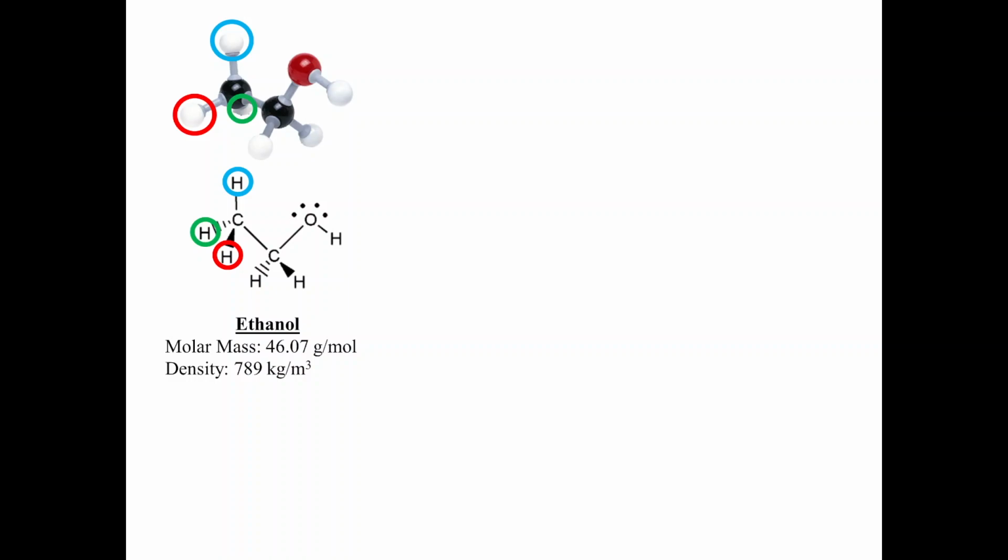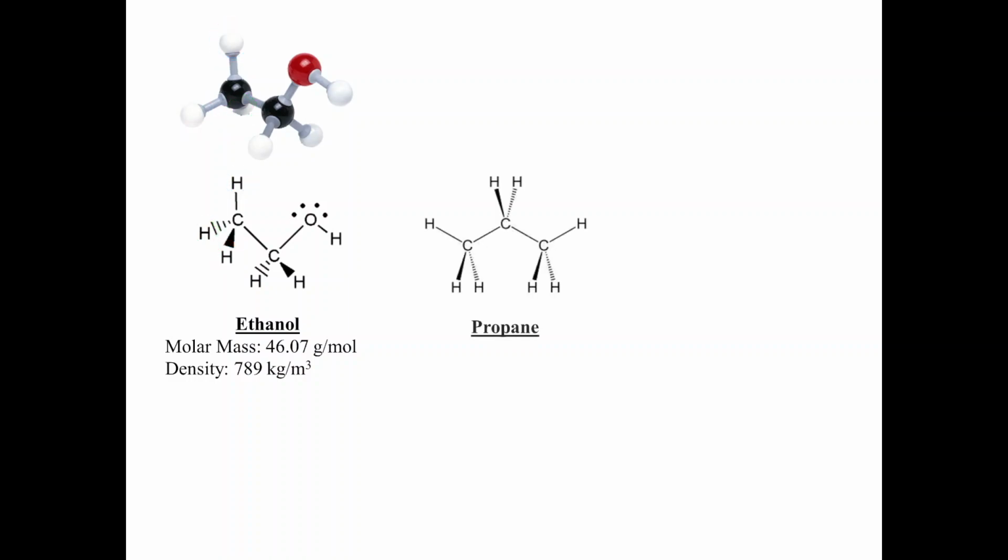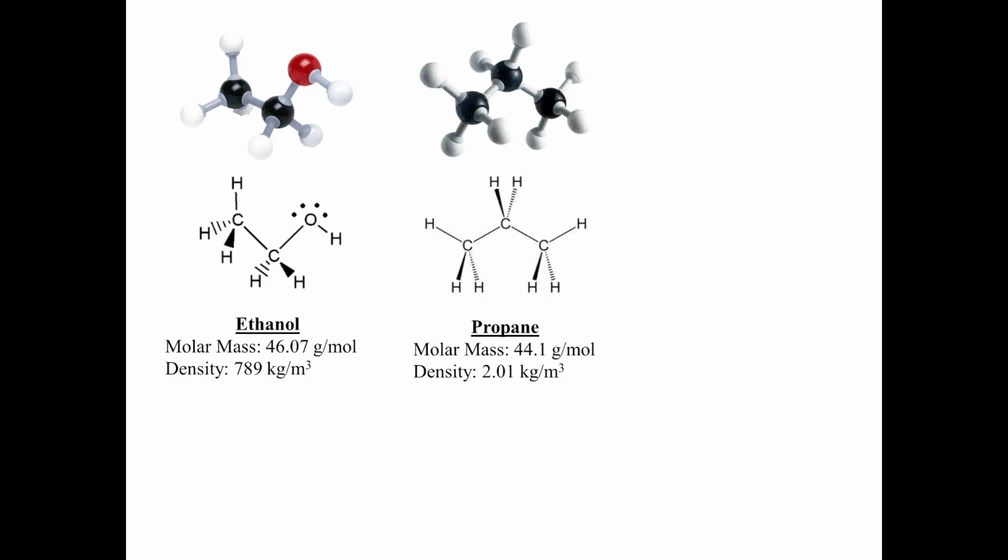polarity. Here we have another chemistry caveman drawing for propane, which has a molar mass of 44.1 grams per mole and a density of 2.01 kilograms per cubic meter. If we make this with a fancy model kit, we get a lovely Kohl's back massager that you see at the checkout counter near Christmas time.